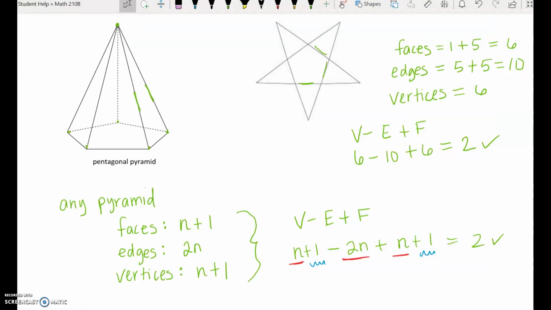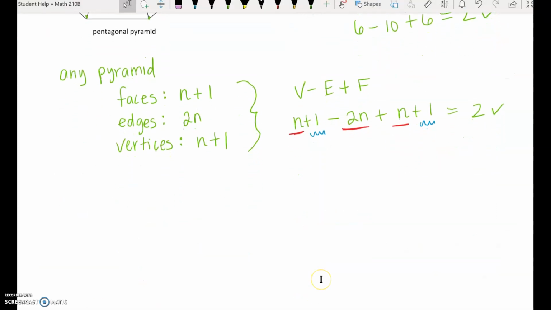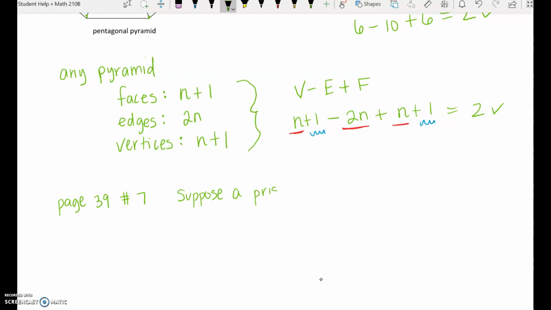Yeah, okay. Let's look at one of the examples from page 39. Let's look at number 7. This is page 39, number 7. Suppose a prism has 15 edges. How many faces does it have?